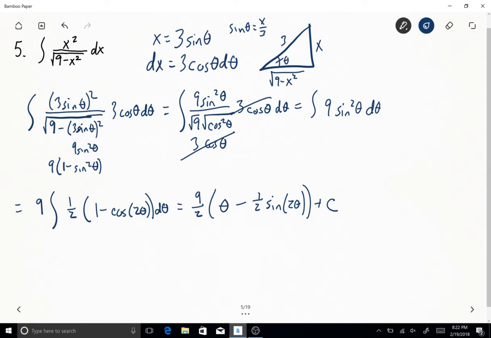Now, keeping that in mind, that's theta, and it's not the 2 theta that we see down below. But there is a trig identity there as well that we could use. The sine of 2 theta equals 2 sine of theta cosine theta, and that'll be useful to us. So now we can write this as 9/2, and we have theta minus 1/2 times 2 sine theta cosine theta.